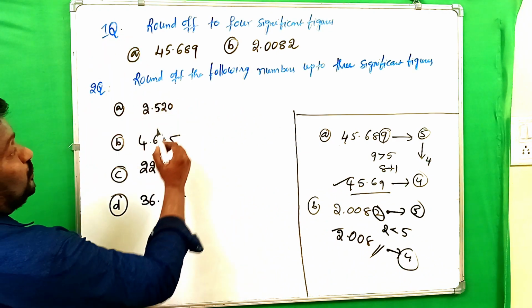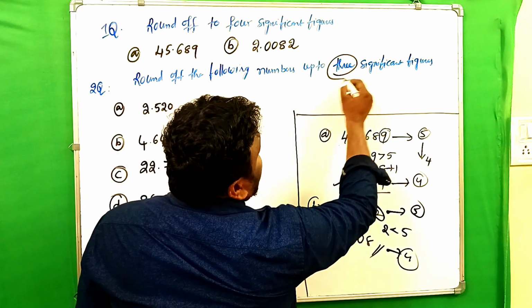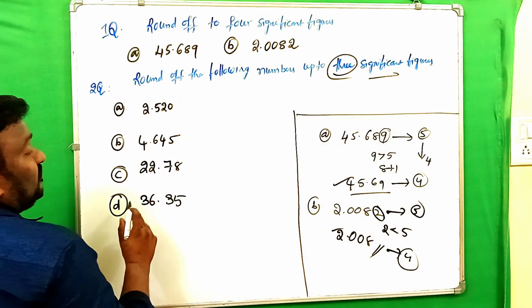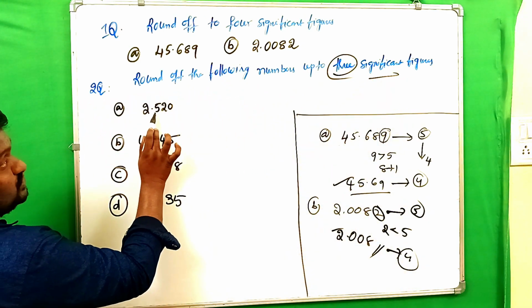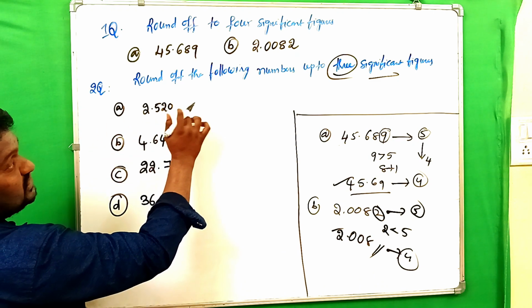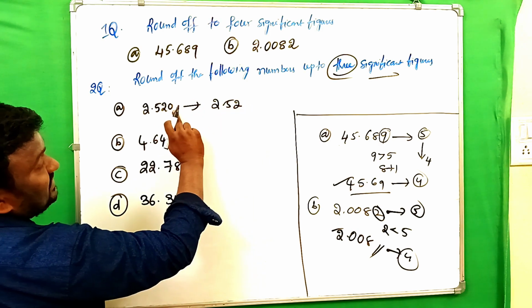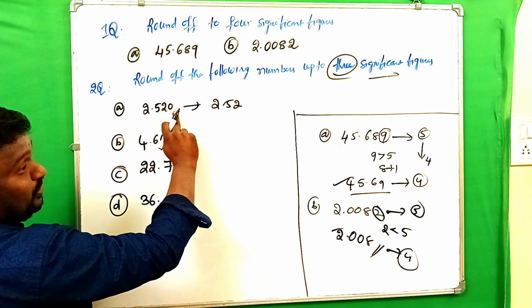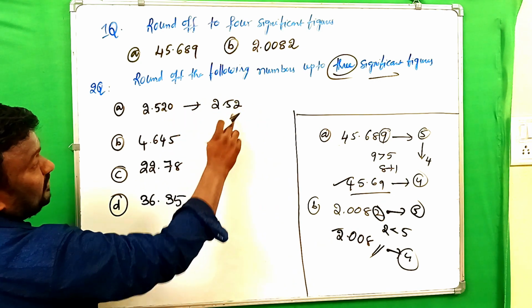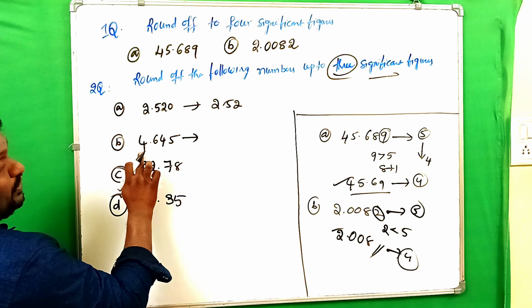So these two are the answers for the first question. And the second question: round off the following numbers up to 3 significant figures. First you have to check: 1, 2, 3, 4. How many are there? 4. And it is 0, so simply we can write 2.52. The 0 is less than 5, so that is going to be dropped. 2.52.